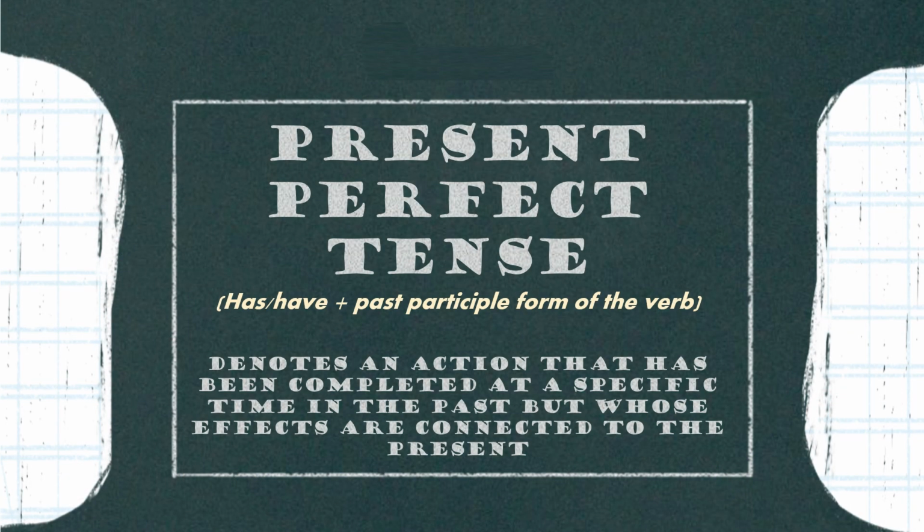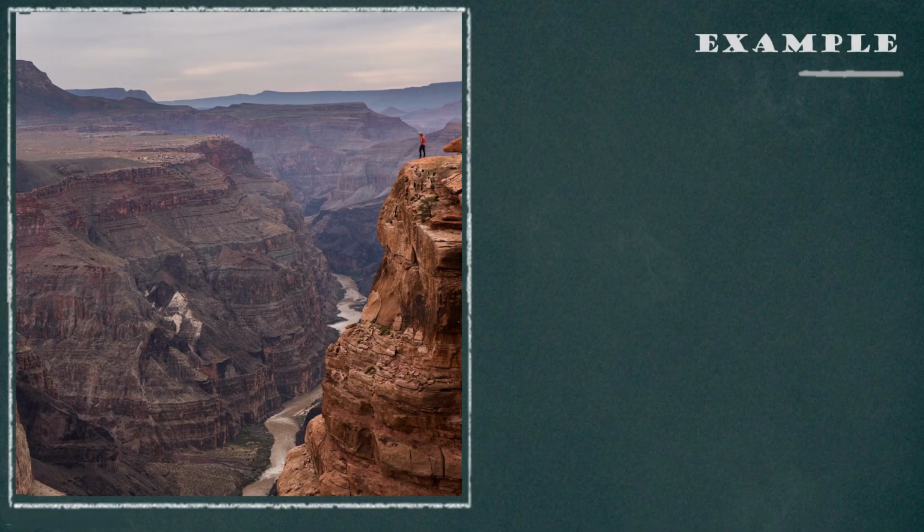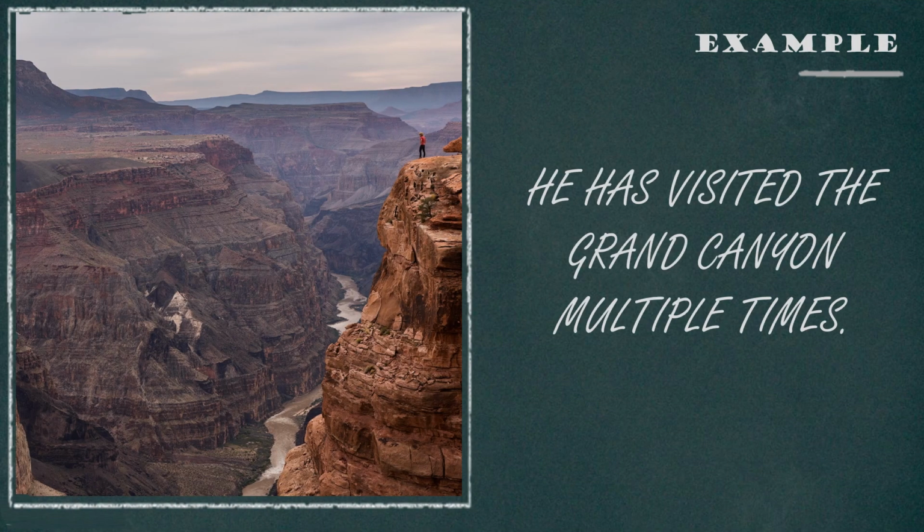Next we have is present perfect tense. It denotes an action that has been completed at a specific time in the past, but whose effects are connected to the present. And how do we use it in a sentence? Has or have plus past participle form of the verb. The example, he has visited the Grand Canyon multiple times. So he has visited, it has already happened in the past, but its effect still stays.